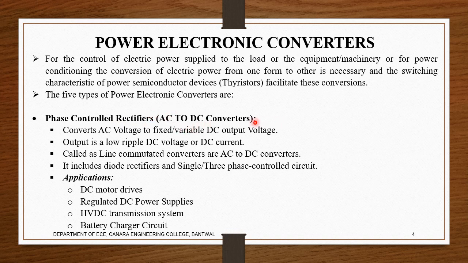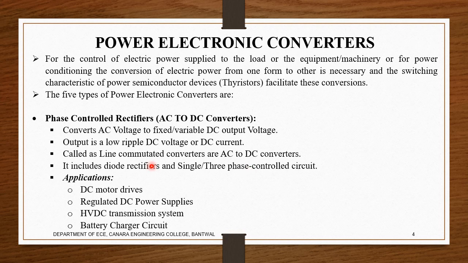These are AC to DC converters. They convert AC voltage to a fixed or variable DC output voltage. The output is a low ripple DC voltage or DC current, and they are also called line commutated converters. The name rectifiers determines the function here. It includes diode rectifiers and single and three phase controlled circuits.